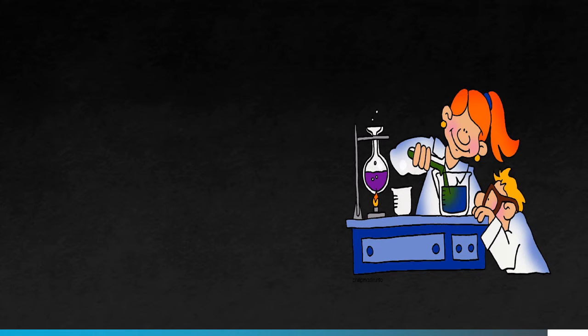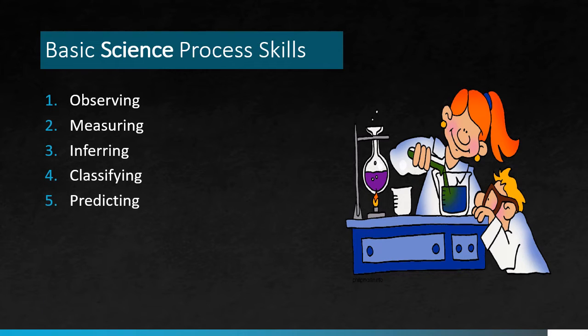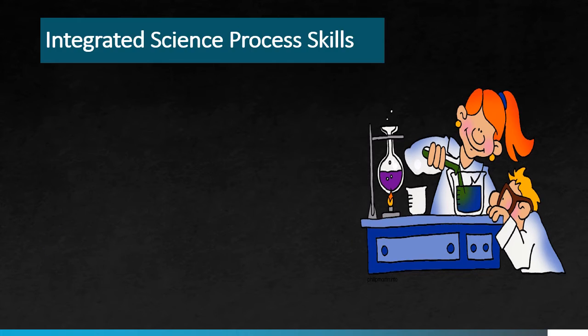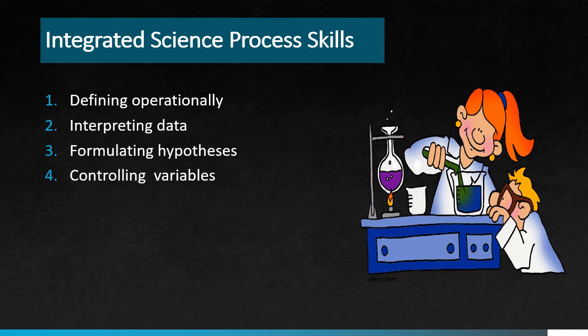The science process skills are classified into the basic science process skills, which are observing, measuring, inferring, classifying, predicting, using space-time relations, using numbers, communicating. The second category is the integrated science process skills, which are defining operationally, interpreting data, formulating hypotheses, controlling variables, experimenting.